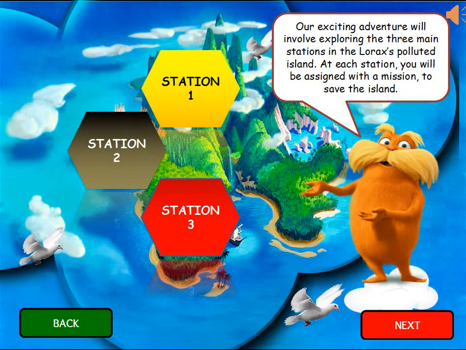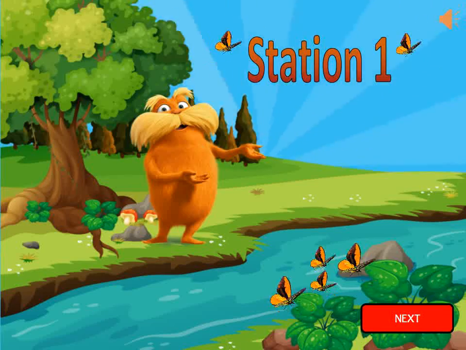Our exciting adventure will involve exploring the three main stations in the Lorik's polluted island. At each station, you will be assigned a mission to save the island. Station 1.